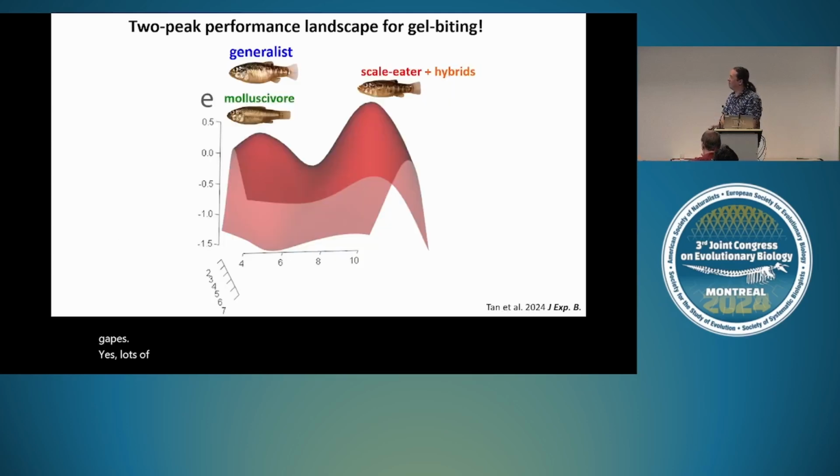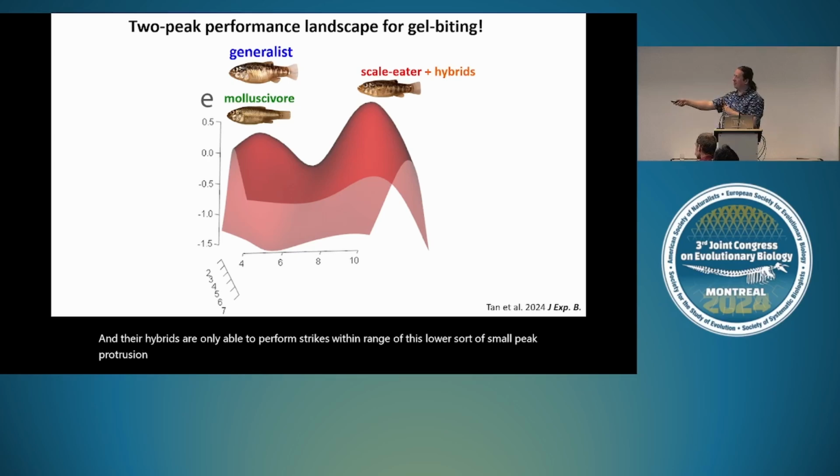And so essentially what we're finding is that these generalist molluscivores and their hybrids are only able to perform strikes within range of this lower, small protrusion peak. Whereas the scale eaters and their hybrids can do whatever they want. But they're the only ones that are able to occupy this higher performance peak. And this is the actual empirical estimate from that thin plate spline surface. This is not a simulation, right?